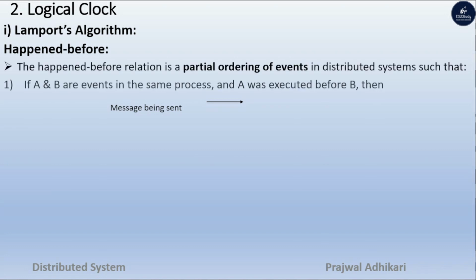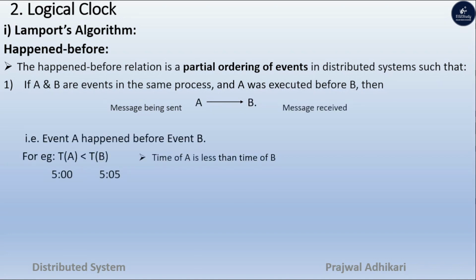The happen-before relation is a partial ordering of events in distributed systems such that if A and B are events in the same process and A was executed before B, then A → B. That is, A is the message being sent and B is the message being received. The event A should happen before event B. For example, the time of A is 5 and the time of B is 5 hours and 5 minutes, so the time of A is less than the time of B. Always the time of A should be less than the time of B, and the receive event should always be greater than the send event.